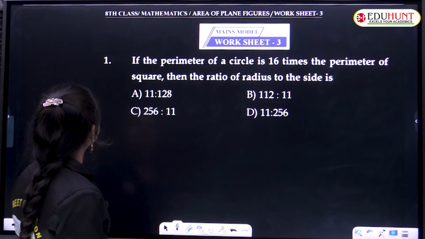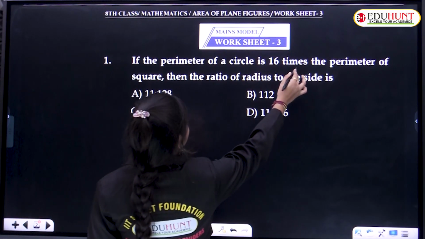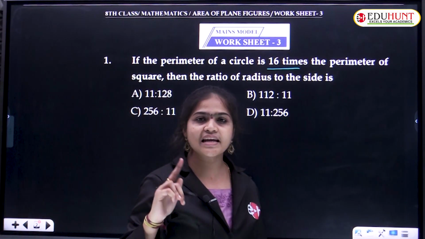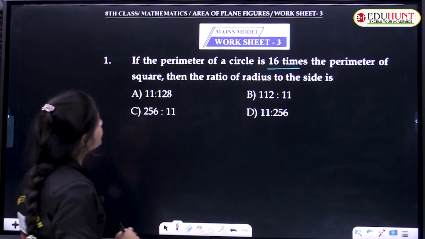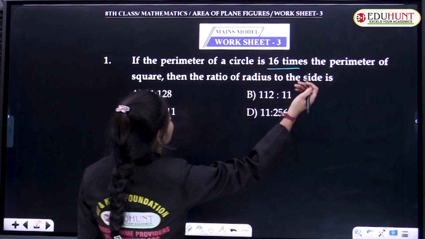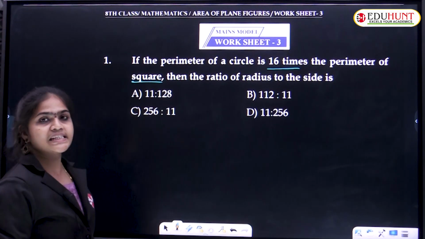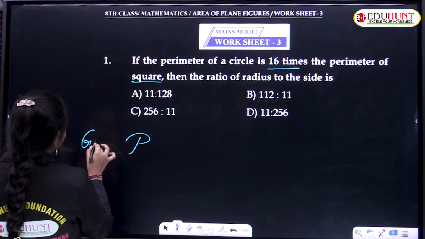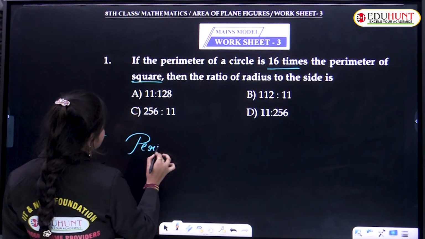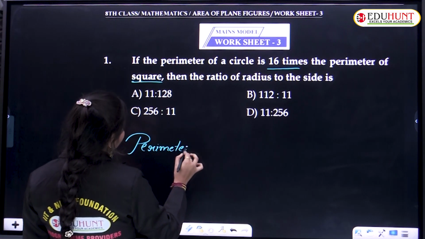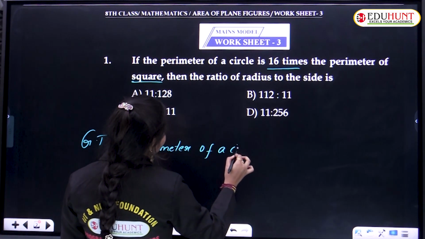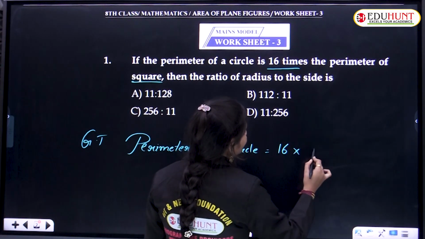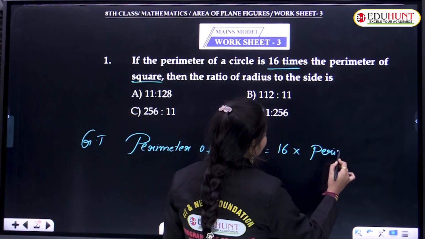Now, what is the first question? If the perimeter of a circle, which is nothing but the circumference of a circle, is 16 times the perimeter of a square. What is given here? The perimeter of a circle is equal to 16 times, which means 16 into the perimeter of a square.